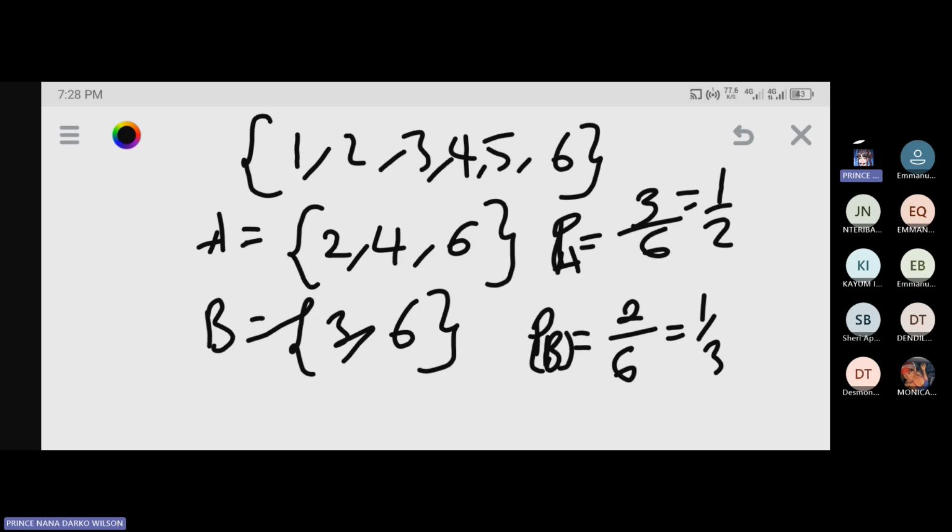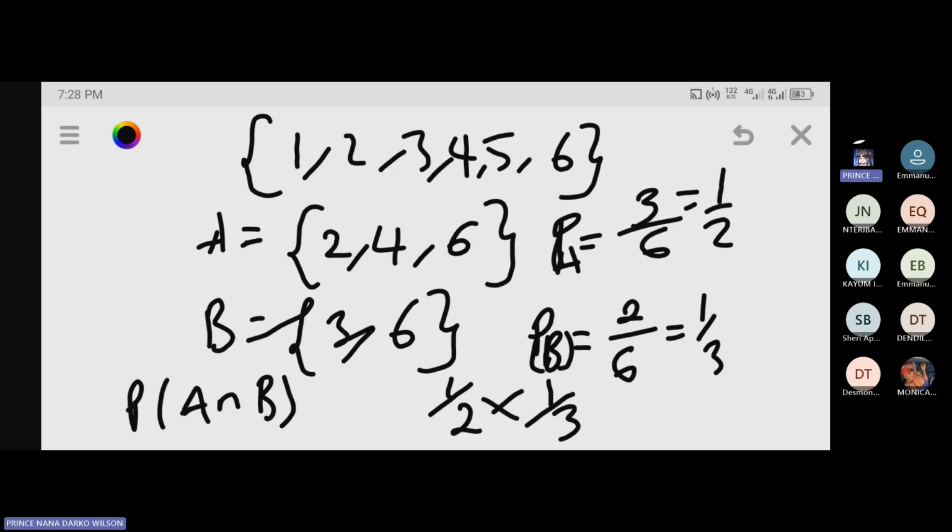So if we want to find the probability of A intersection B, we take the probability of A, which is 1 over 2, and multiply that by the probability of B, which is 1 over 3. However, due to the fact that we can see an intersection, which is 6, occurring at both sides, we have to make sure that 6 only occurs once since it's the same value. Therefore, we subtract the number of intersections that are present. In this case, there is just one intersection, that's 6, which is 1 out of 6 chances.